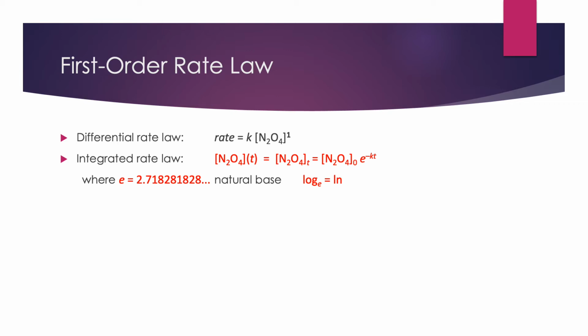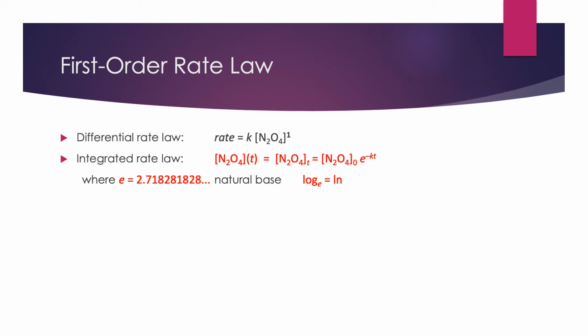And I write that a couple of different ways. One, I can write it with time in parentheses, using sort of functional notation. Or I might also write time as a subscript, as I did on the previous slides, to indicate that it's the concentration of N2O4 at some time, t. All right, but in a first order integrated rate law, it turns out that concentration is equal to the initial concentration times this function, e raised to the power of minus kt.